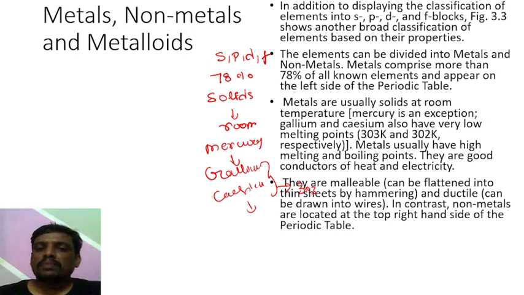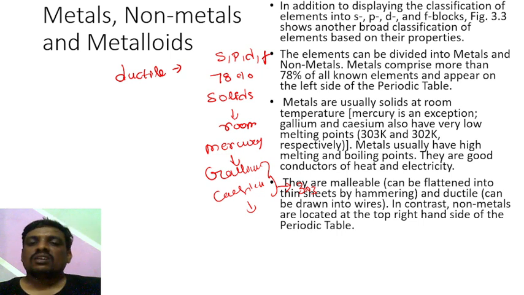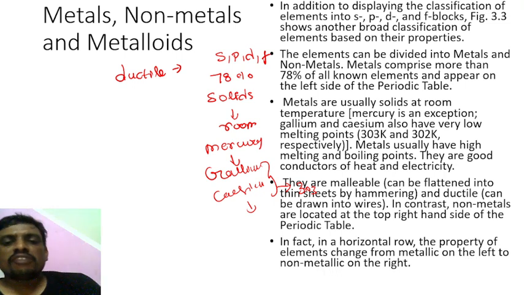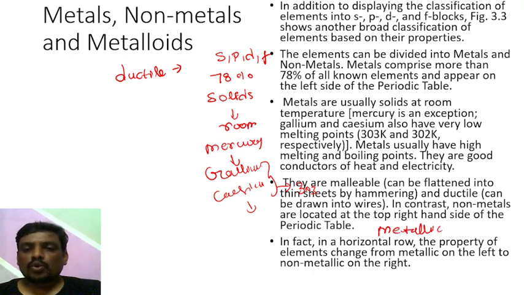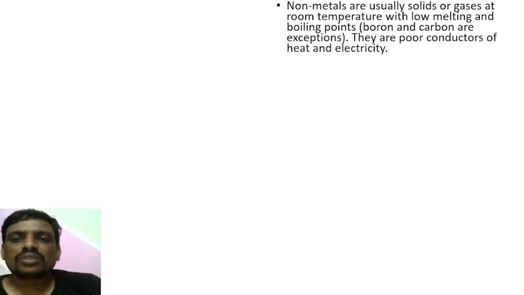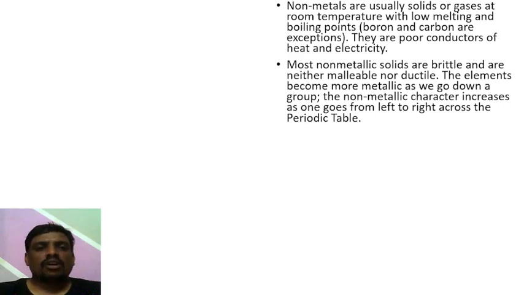They are malleable, which means they can be flattened into thin sheets by a hammer. That is called malleability. After that, metals are very ductile in nature, which means they can be drawn into wires. In contrast, non-metals are located at the top right-hand side of the periodic table. In a horizontal row, properties of the elements generally change from metallic on the left side to non-metallic on the right side. Non-metals are usually solids or gases at room temperature with a low melting point and boiling point.